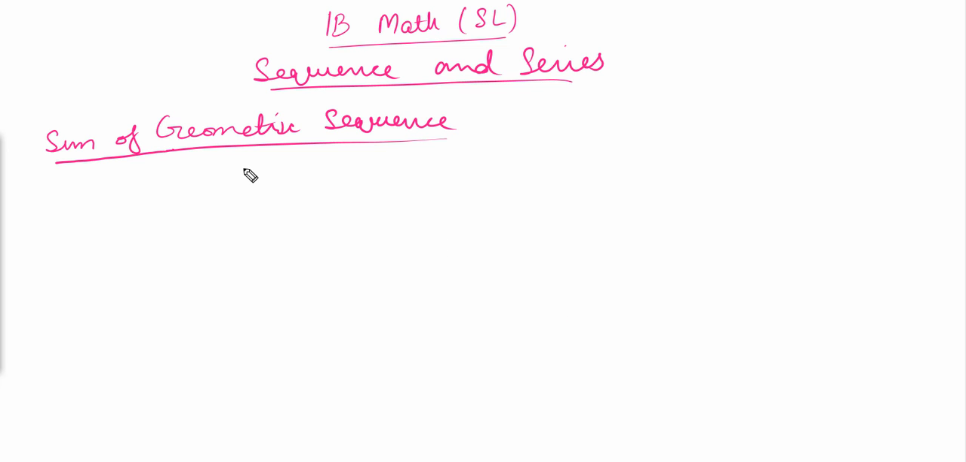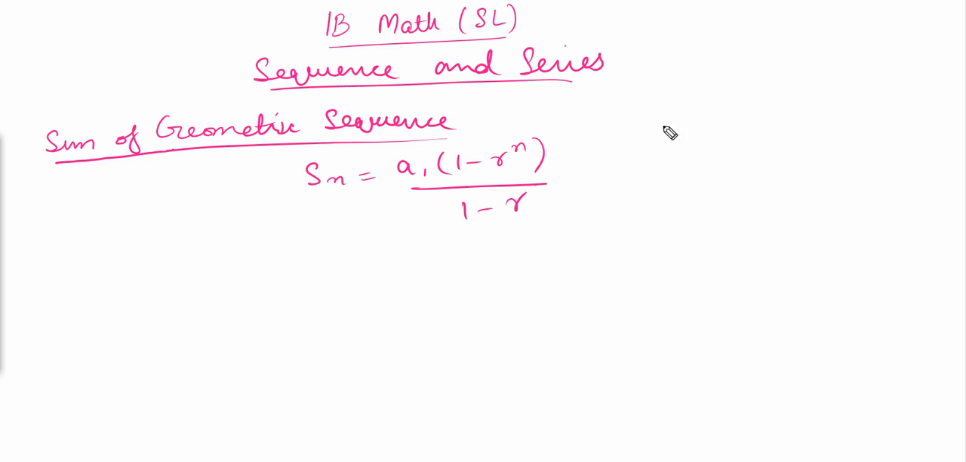Alright, so for the sum of a geometric sequence we have this formula: S of n equals a1 times (1 minus r to the power of n), whole divided by 1 minus r. So r is the common ratio, a1 is the first term, and n is the number of terms.